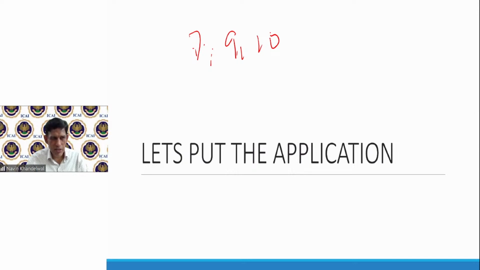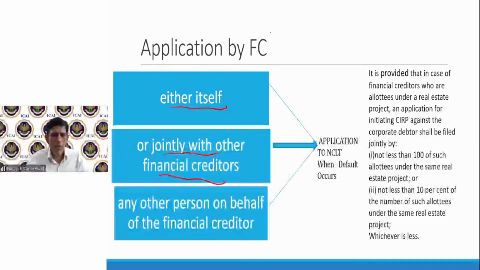Section 7, an application by the financial creditor. Section 9, application by the operational creditor. And Section 10, the application by the company itself. Now, what does this mean? If there's a default committed by a company towards a financial creditor, then the financial creditor under section 7 will file an application by either itself or jointly with other financial creditors.